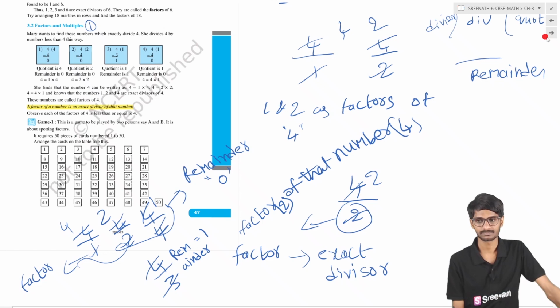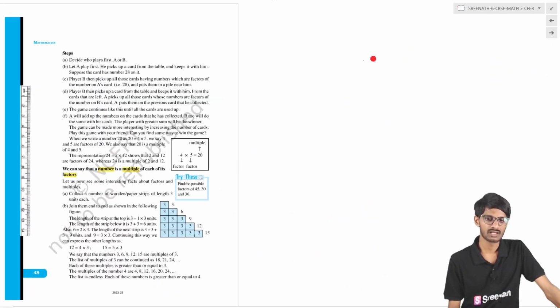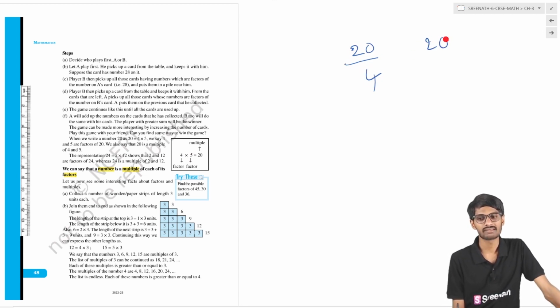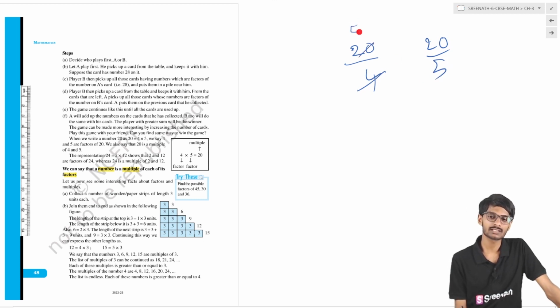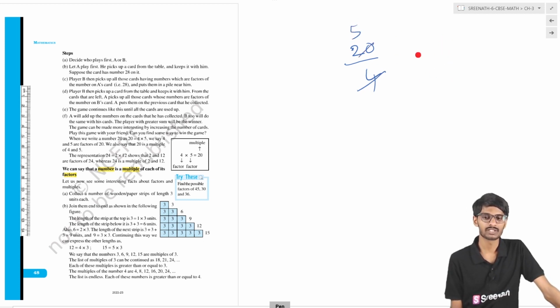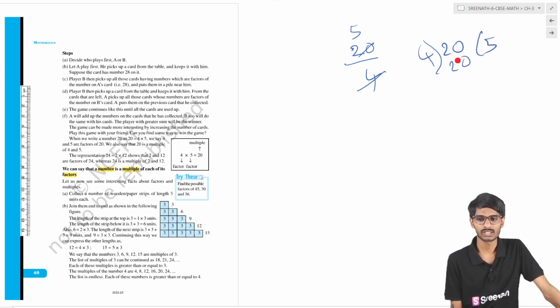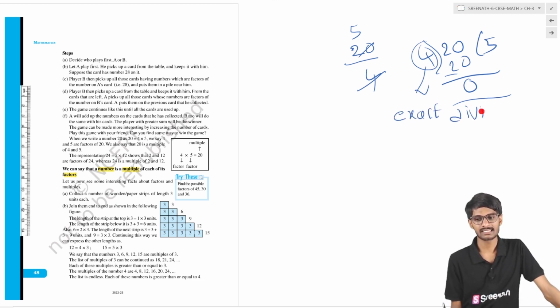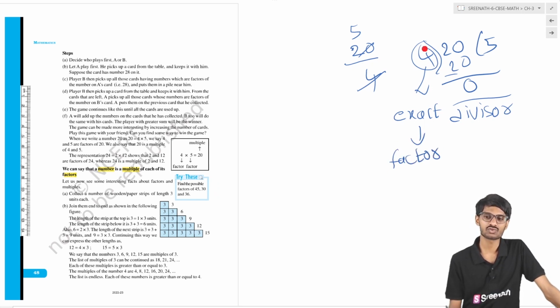Okay students. So suppose 20, we can divide 20 with 4, and we can divide 20 with 5. 4 5s are 20. If you divide 20 with 4, 4 5s are 20, and the remainder is 0. So we call this 4 the exact divisor, and this exact divisor is the factor. So 4 is the factor.